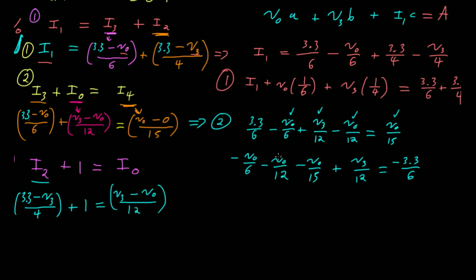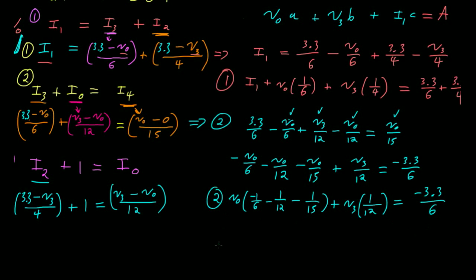So now, the last step of this is just to factor this v0 out from all of these constants, factor this v3 out from the 1 over 12, and really we're done. We've got it into our form. So I'm going to write this as v0 times minus 1 over 6 minus 1 over 12 minus 1 over 15 plus v3 times 1 over 12, and all of that is going to be equal to minus 3.3 divided by 6. And that is my second equation.